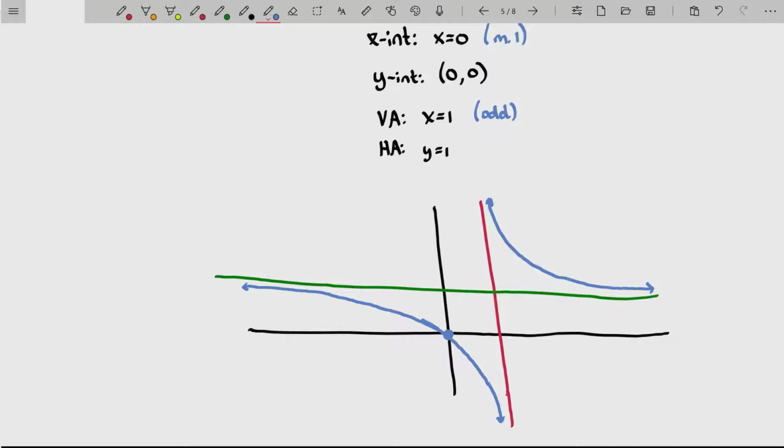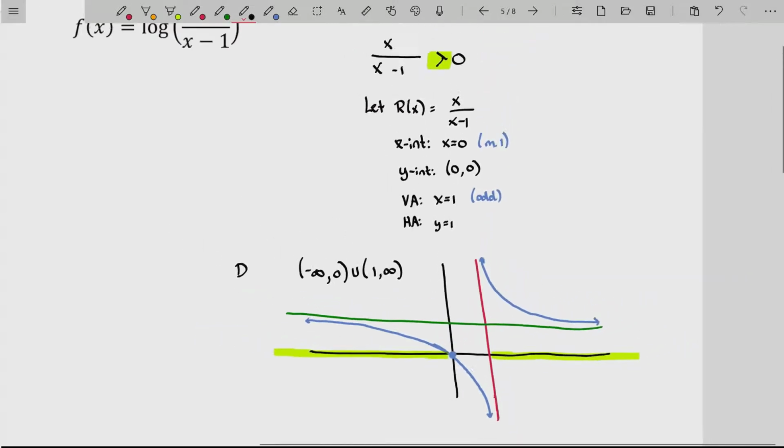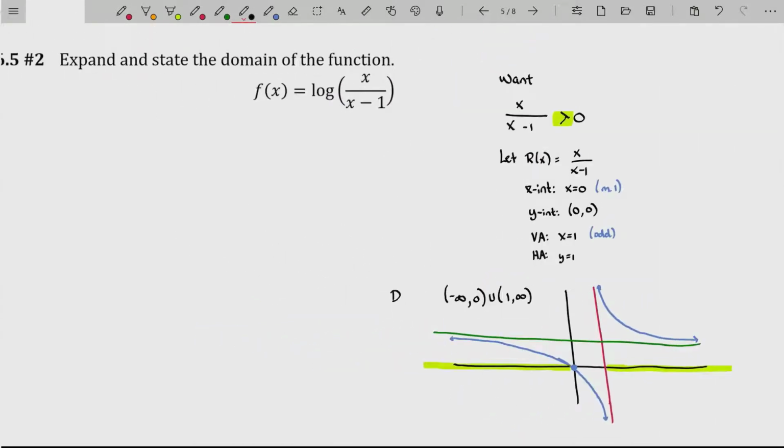But we want to know, when is that blue curve above the x-axis? Easy answer now. All of these x values and all of these x values. That's when my blue curve is above the x-axis, from negative infinity all the way up to 0, not including 0, union, pick up at 1 and go to infinity, not including 1 because that's a vertical asymptote. And that is the domain of our function, which I don't even remember the name of, f. It's the domain of f.